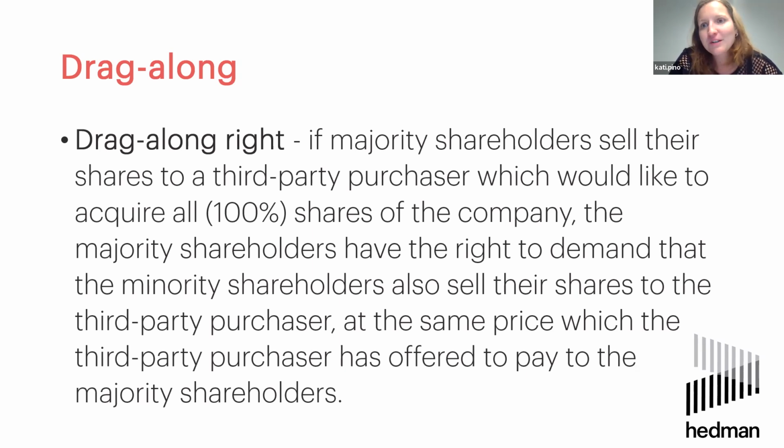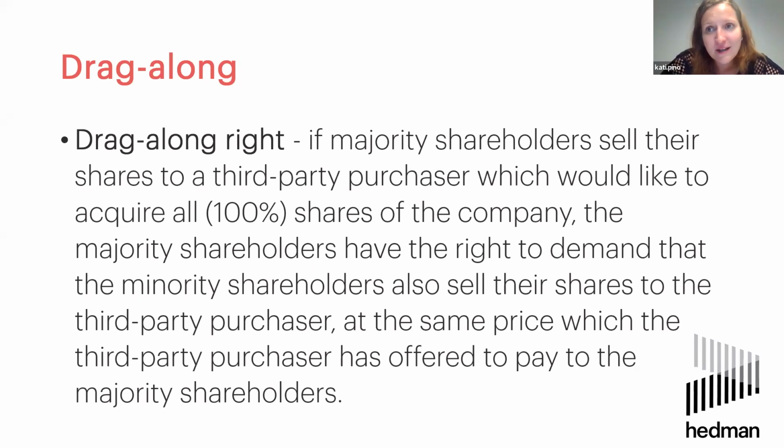So if the majority wants to sell their shares and there is no drag along right in the shareholders agreement, they have to individually convince all the minority shareholders that, hey, this is a good deal, you should take it as well. But if there is a drag along right, then the majority shareholders can tell the minority shareholders, this is the deal, you need to take it. So no convincing, so they can force them to sell.